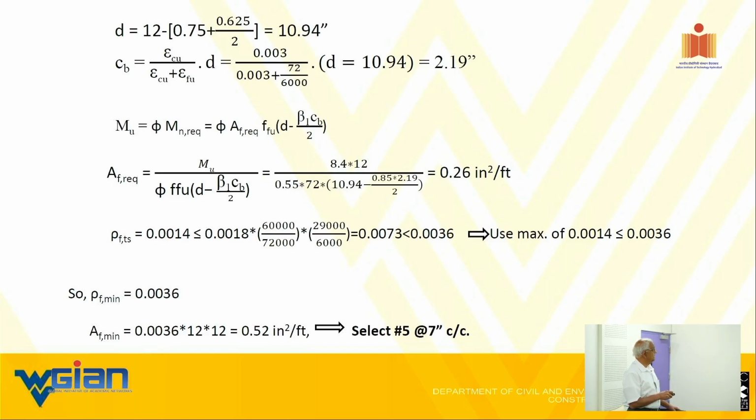So what we need as a minimum is 0.52 square inch compared to what we got based on the load. Therefore, this is what controls. And a number 5 bar is what, 0.3 square inches or something like that.